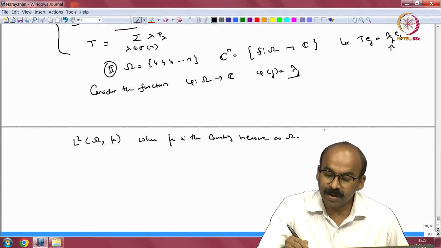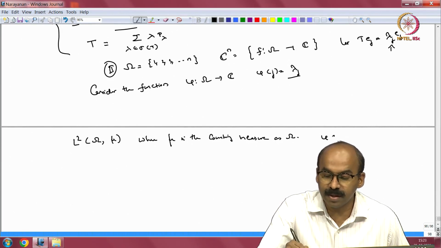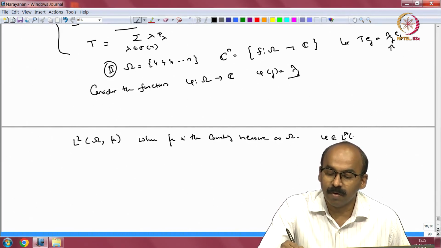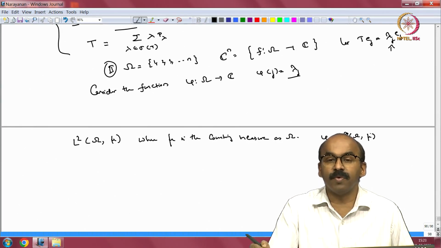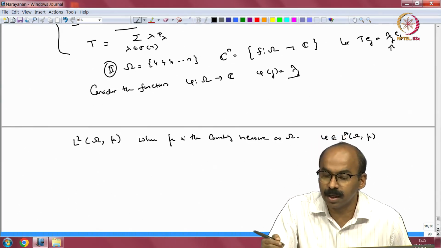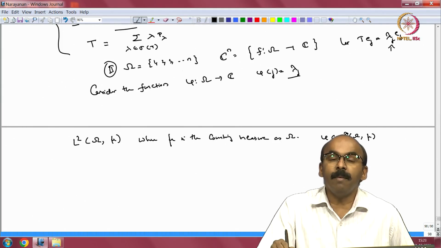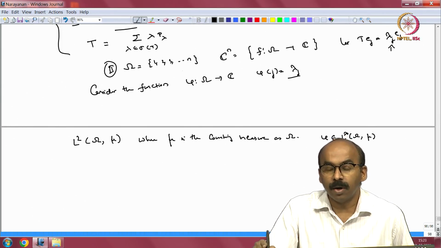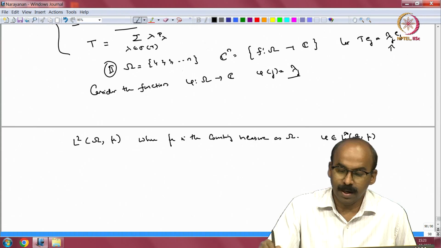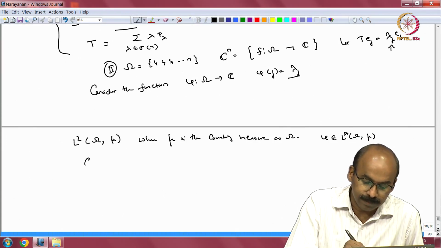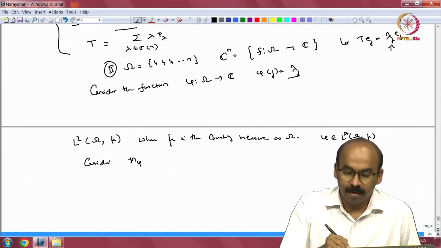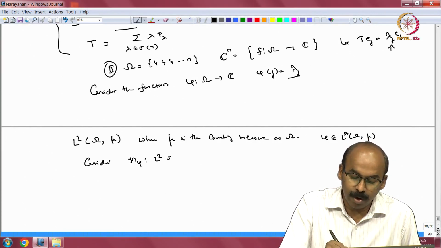Now, your phi is a function which is in L2, or phi is actually in L infinity of omega, because it is just phi_1, phi_2, phi_3, up to phi_n, they are all finite. So, it is a bounded function. Any bounded function defines a bounded operator on L2, right. So, consider M_phi from L2 to L2 as a bounded operator.